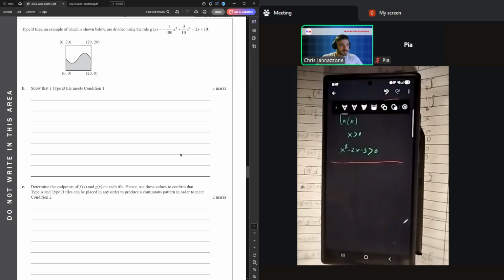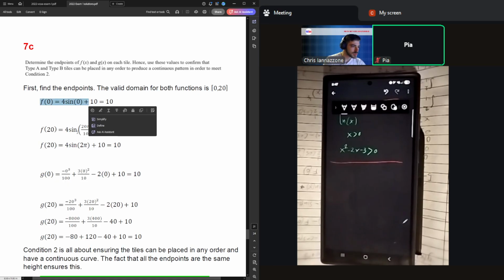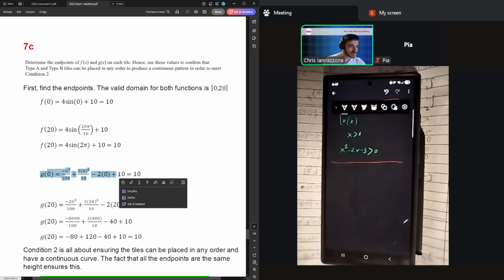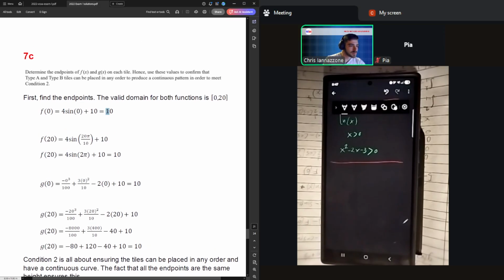What are our first and last values of the domain? 0. 0 is one of them. Yep. That'll get you this left endpoint. And 20. And 20. Yeah. So if we have a look at what that looks like, solve f of 0 and f of 20. Solve g of 0 and g of 20. Those will all give you the same answer, y equals 10.